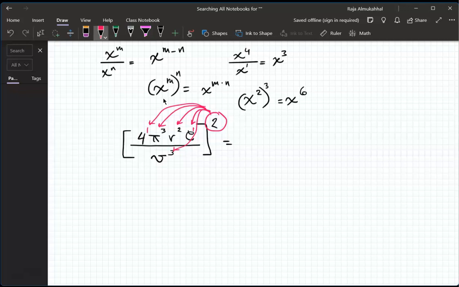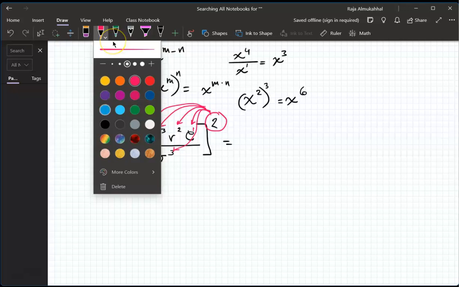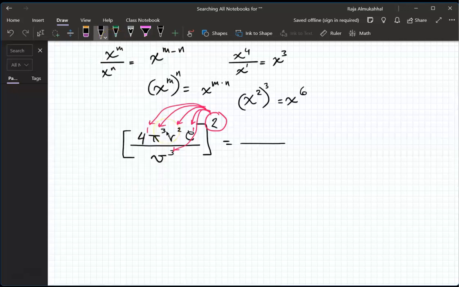So what you will get in this case is something like this. 4 to the power of 1 times 2 is 2, pi to the power of 6, because 3 times 2, and then times r to the power of 4, because 2 times 2, and then e to the power of 1 times 2 is 2, divided by v to the power of 6. And that's basically how you do it, okay?